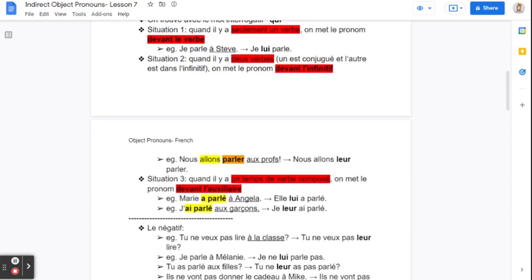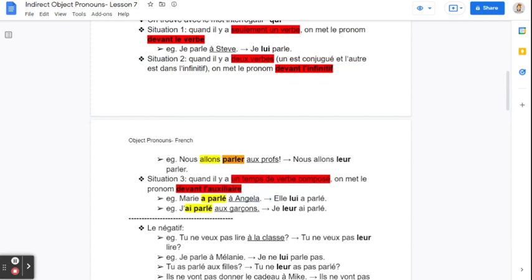Situation 3. When there's a verb tense, mostly when it's in past tense, you're going to put the pronoun in front of the auxiliary. So for example, Marie a parlé à Angela will become Marie, or you can just change it to elle, doesn't matter, Marie or elle lui a parlé. So the auxiliary would be a, and you're putting lui because Angela is one person, it's singular, so elle lui a parlé.